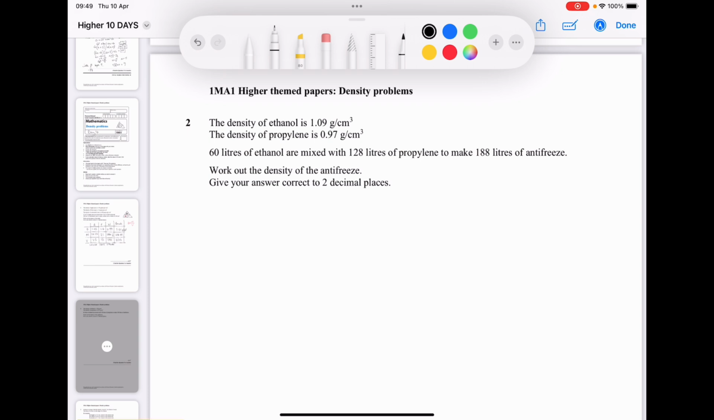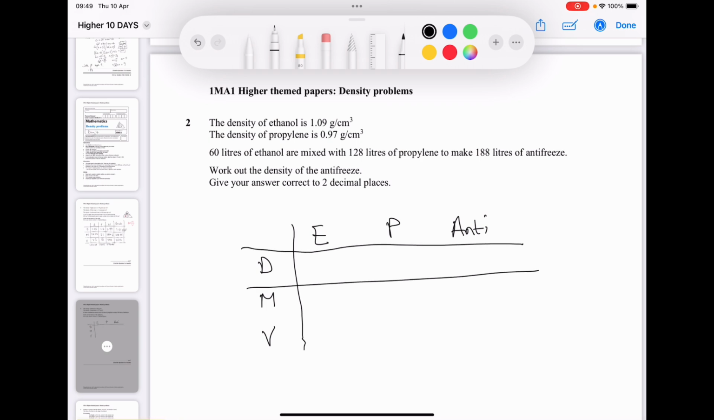Similar type question really. So what we've got from last time, we've got ethanol, we've got propylene, and we're going to make antifreeze. We've got density, we've got mass, and we've got volume. Doesn't matter which way round you do these, it's just a way of seeing the information.